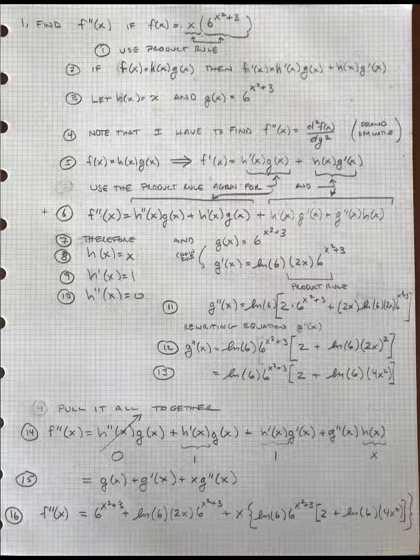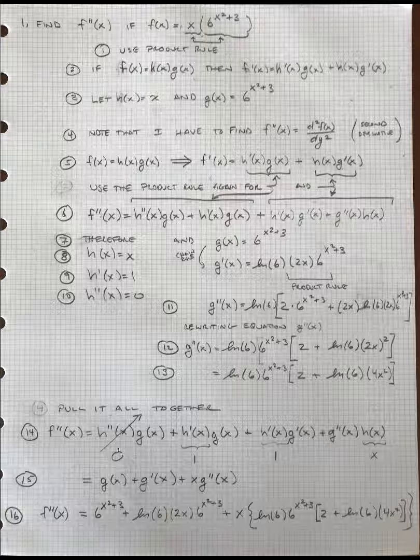So we're taking what we wrote in line 6 here, and now we have all the different pieces: h of x, h prime of x, h double prime of x, g of x, g prime of x, g double prime of x. And we're going to substitute those in. Now I note that the h functions are easy.